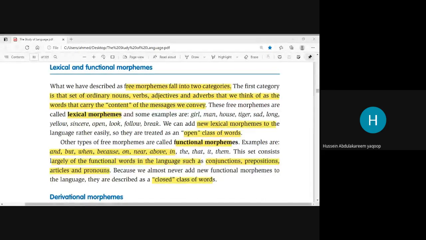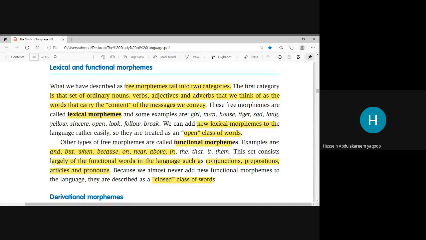Thank you very much, Fatma. Yes, Noor Mehsin, please. Functional morpheme is used as a functional word, such as a conjunction or a preposition. Prepositions, conjunctions, and articles. Closed class, because now we cannot add a functional morpheme. There is no possibility to add a new pronoun to the English language, no possibility to add a new preposition or a new conjunction or a new definite or indefinite article. That's why they are closed.